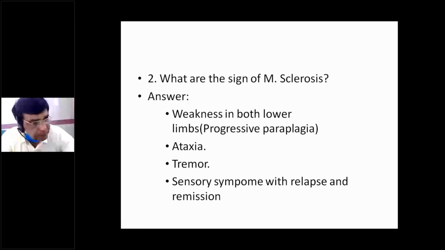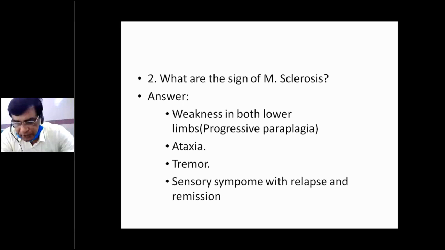So the first presentation is weakness in both lower limbs. That is called paraplegia. So paraplegia is a feature of multiple sclerosis. And other feature is ataxia. Ataxia means loss of equilibrium of the body, or abnormal gait. And third is tremor. And fourth is sensory symptom which has relapse and remission.